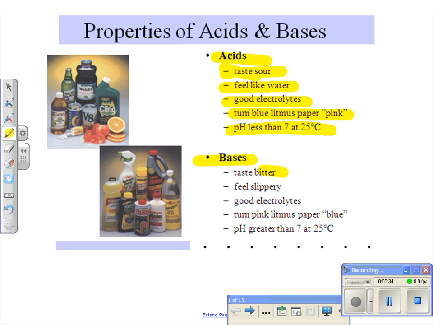Bases taste bitter. An example is soap. If you ever had soap in your mouth, let's say you said a cuss word and your parents put soap in your mouth, the soap would have tasted bitter. Bases feel slippery when they're on your hand. They are good electrolytes as well, just like strong acids. They turn litmus paper blue, and their pH is greater than 7. So those are some fundamental properties of bases.